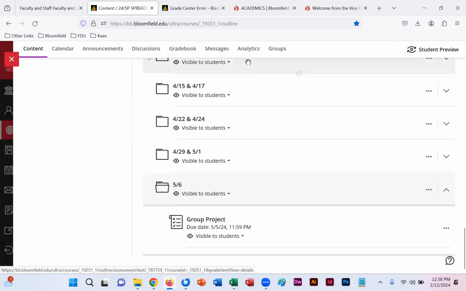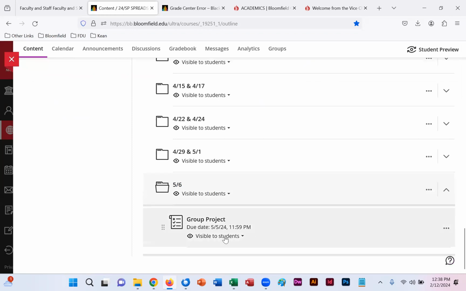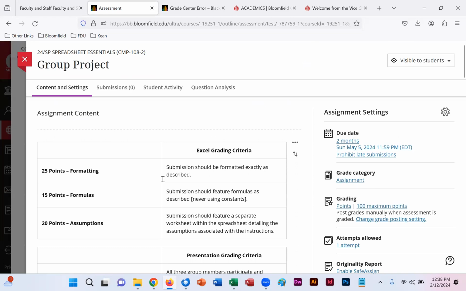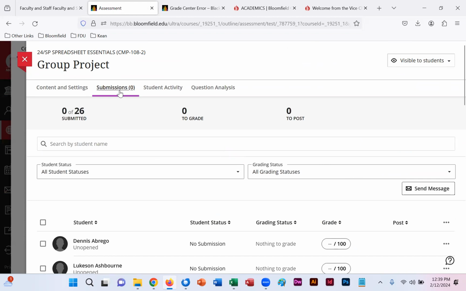Let me see. How many are in this class? I think the other class only had 26. Okay, so there's only 26 in this section as well. So there'll be 8 groups of 3, and then one group will only be 2 members then, because there's 26.